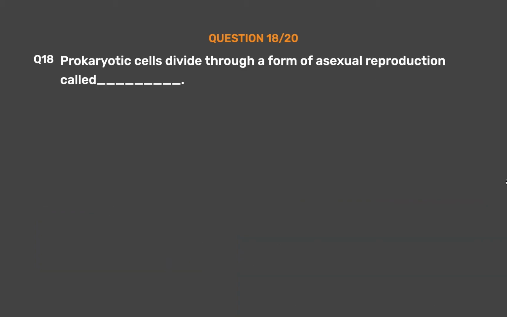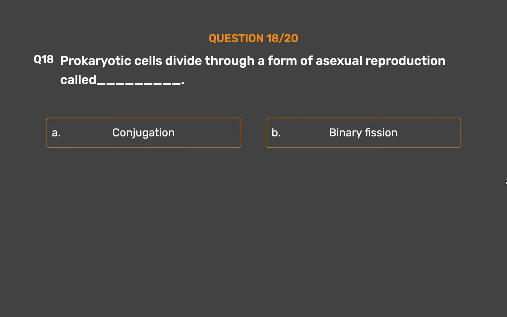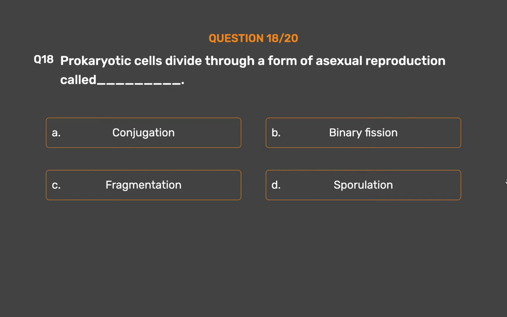Question number 18. Prokaryotic cells divide through a form of asexual reproduction called blank. Option A. Conjugation. Option B. Binary fission. Option C. Fragmentation. Option D. Sporulation. The correct answer is option B.